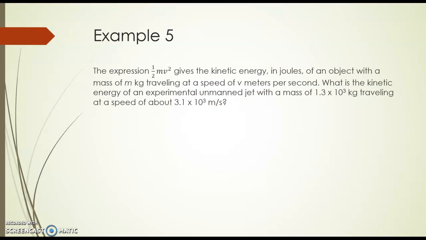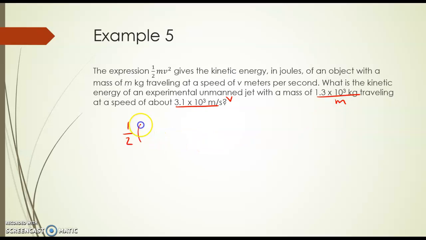Next question. The expression 1/2 mv squared gives the kinetic energy in joules of an object with a mass of m kilograms traveling at a speed of v meters per second. What is the kinetic energy of an experimental unmanned jet with a mass of 1.3 times 10 to the 3rd power traveling at a speed of 3.1 times 10 to the 3rd power? So we know speed, this is velocity, right? This is velocity. This one is mass.